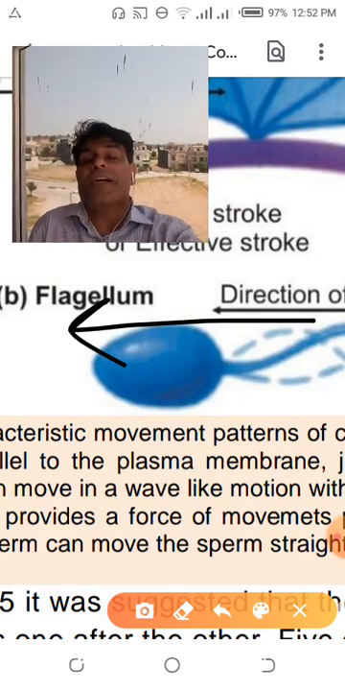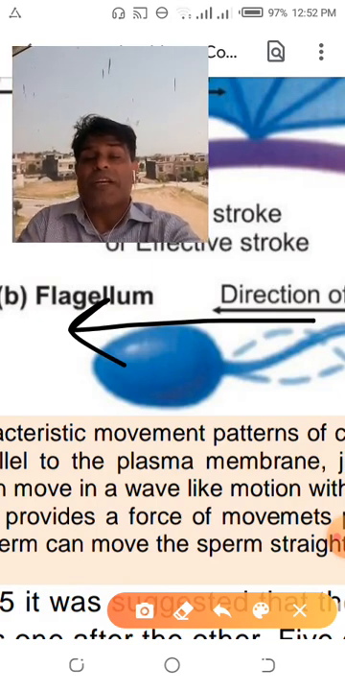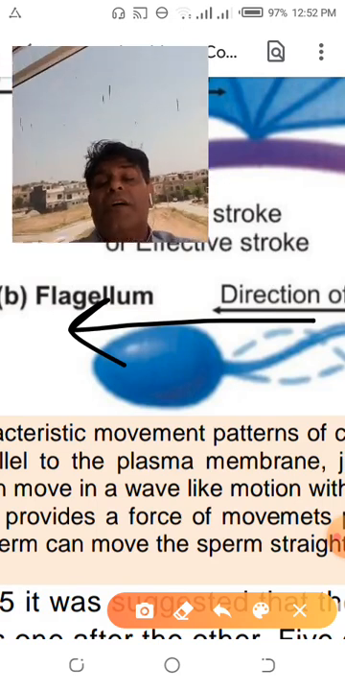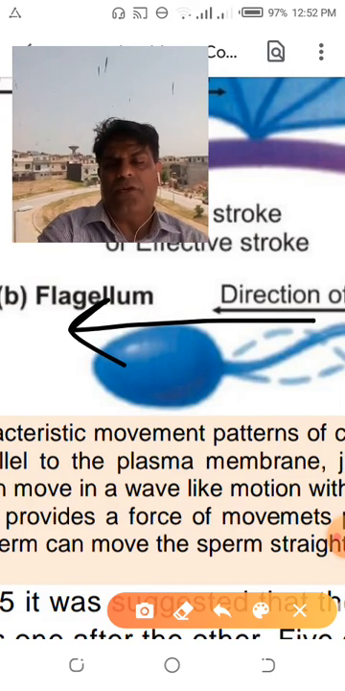The peripheral microfibrils consist of the dynein arm, which is a protein which moves the cilia. Yes, of course, it is also present in the flagellum. You got the right idea how the cilia move, how the flagella move.